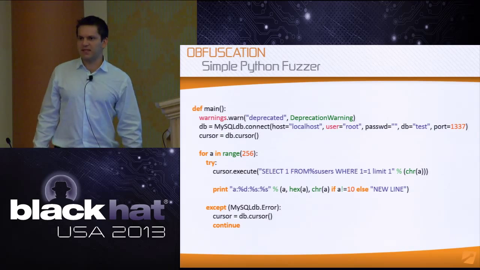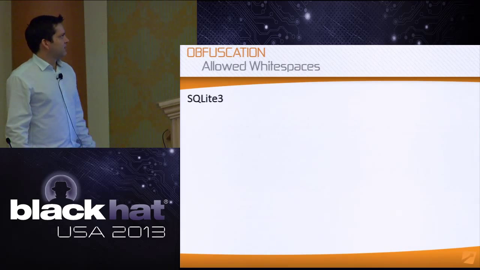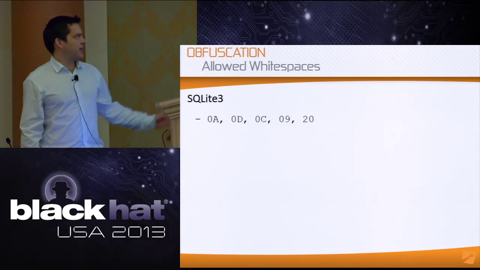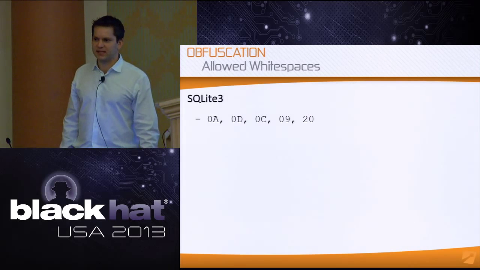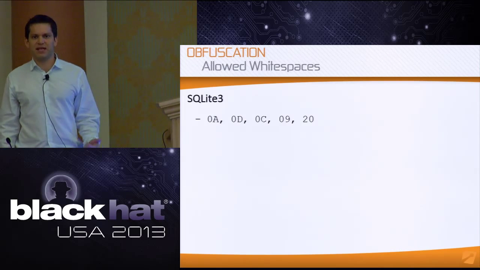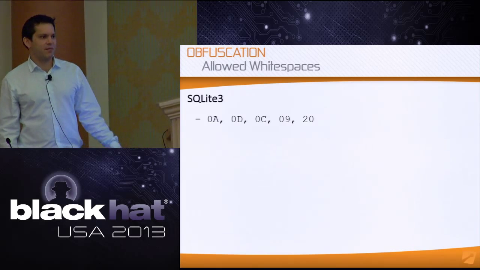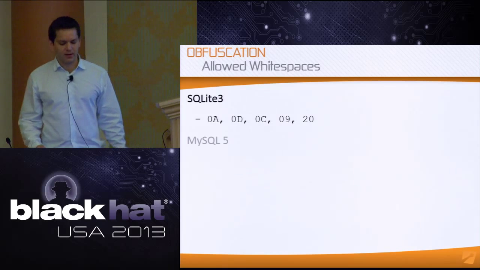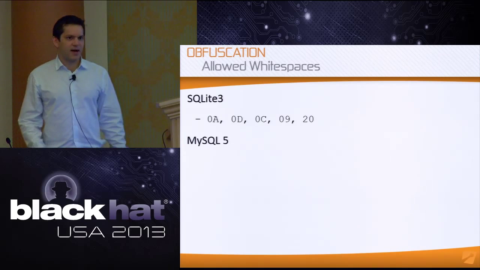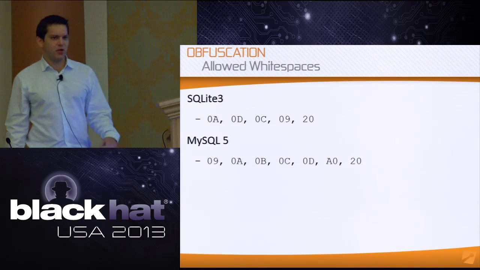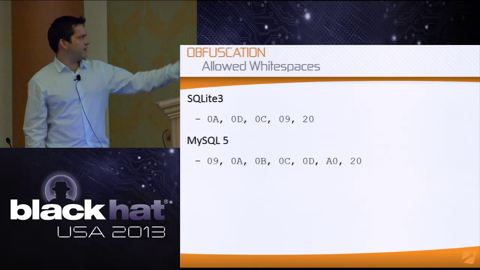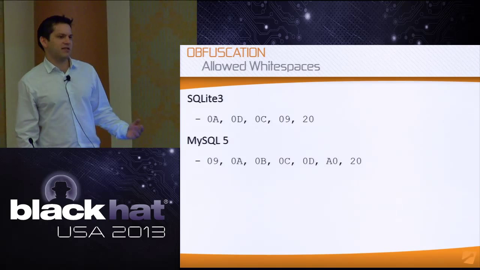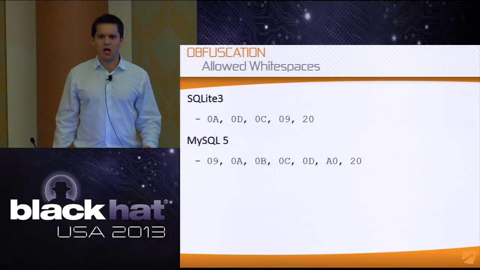So some of the white spaces I found, say for SQLite. SQLite allows the ordinary kind of expected white spaces. It's got a vertical tab, new line, horizontal tab, normal white space, and so on. With MySQL 5, we get similar, but an additional one is the A0 there, which is like the no break space. And that's one that a lot of firewall developers aren't really aware of, so that can be useful.